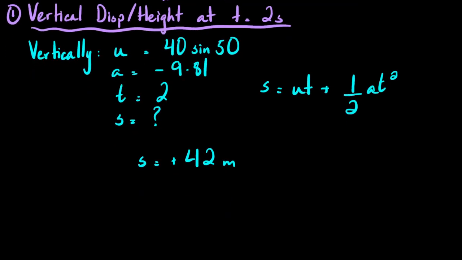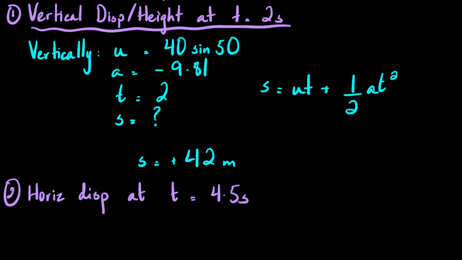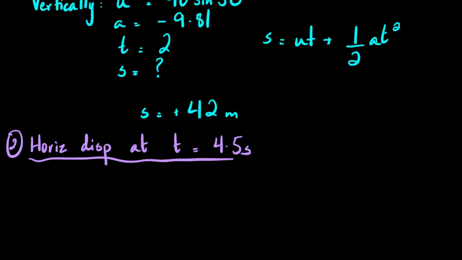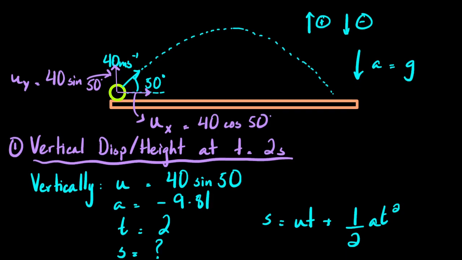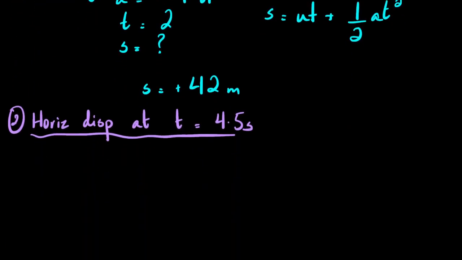For the next part, if we are asked to find the horizontal displacement at time t equals 4.5 seconds, for example. So now again we first need to set up the equation. Since this is talking about the horizontal displacement, which is basically the distance traveled horizontally by the projectile, it's pretty obvious that we would need to take the horizontal approach.